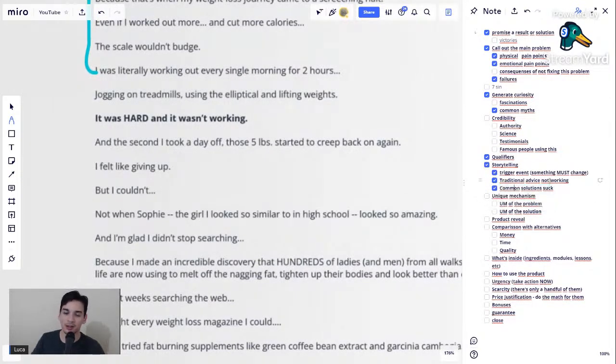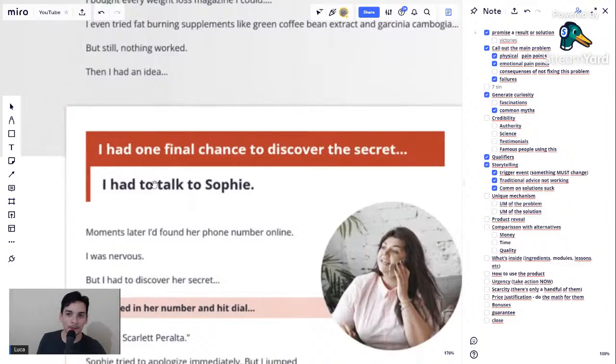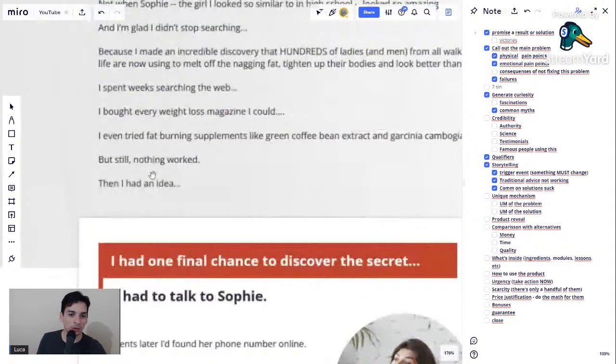It's basically making that comparison between the common solutions that you may try right now and how they didn't work for her. I'm going to skip this because we already know it. It's talking about supplements, weight loss magazines, fat burning supplements, green coffee, blah blah blah. It's talking about all these other solutions that don't work, right?